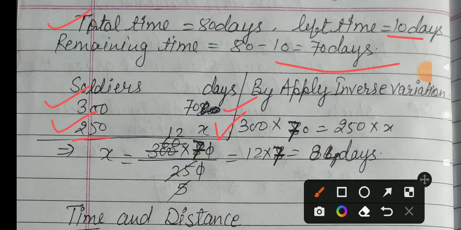So it is converted just like 300 into 70 is equal to 250 into x. Now you have to get x is equal to 300 into 70 upon 250 and cut this value 0 with 0, and 5 5 is 25, 5 6 is 30, 0 3 that's value is 60 and 5 cut the 60, that is 12, 12 into 7 that means 84 days.